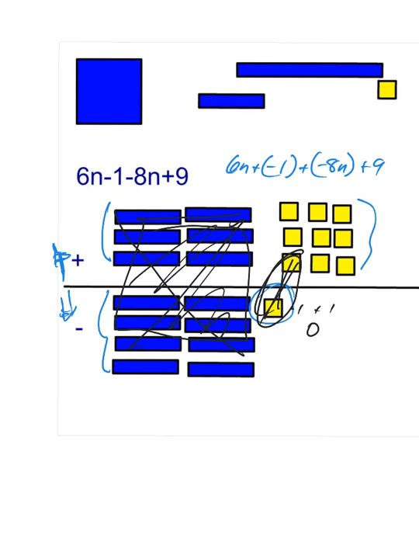And so now what we're going to do is we're going to simplify it. And what we have here is negative 2n plus, and we have positive 8.